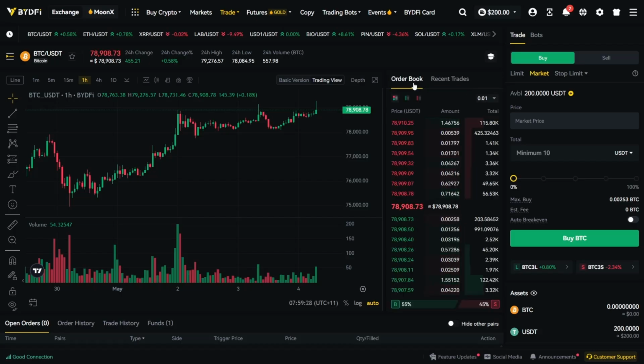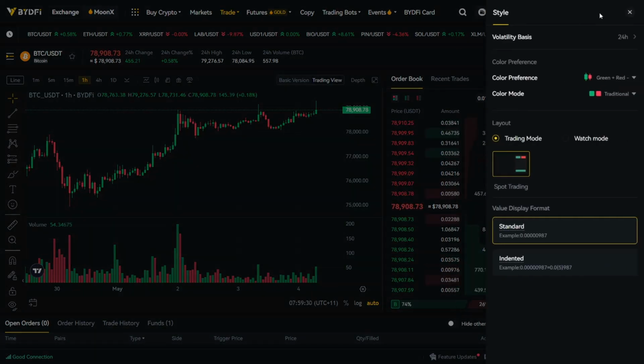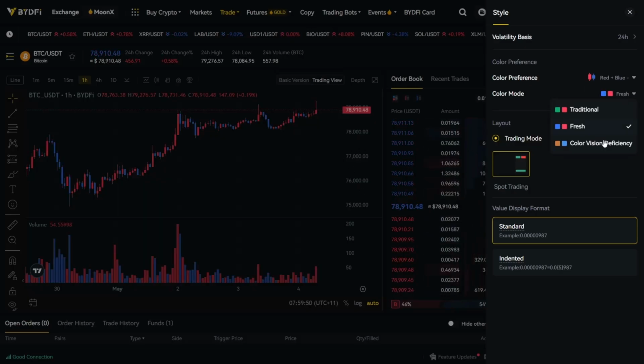On the top right of the page is where we can find the settings. Here is where you can customize your dashboard. So we have color preference and color mode. I can change the color from green and red to red and green. Doesn't really matter much. And we have different colors. We have traditional, fresh, so it'd be red and blue, or I think yellow and blue. Yeah, yellow and blue. We're going to leave it though at traditional as I like it better.